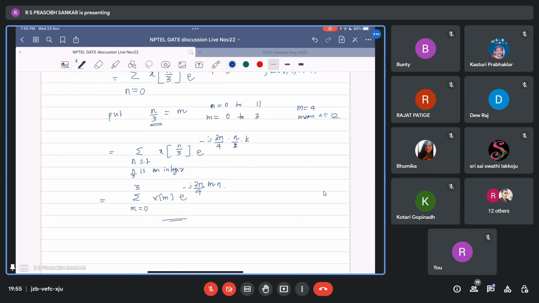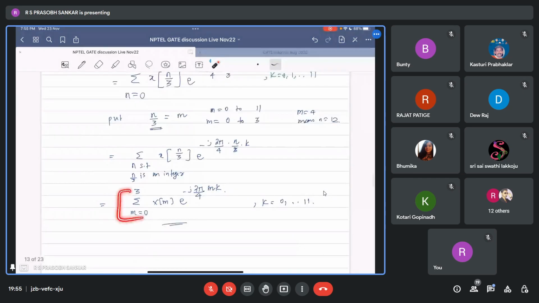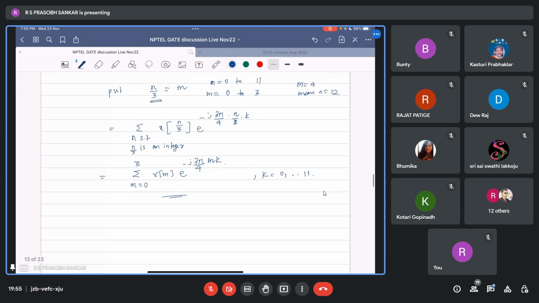So we have x1[k] to be this expression. By the way, it should be k, not n. What it means is that the DFT of x1[k] is the same as the actual DFT, the sum from 0 to 3 of x[m] e raised to minus j 2 pi by 4 km. It is the actual DFT, but it is repeating 3 times.